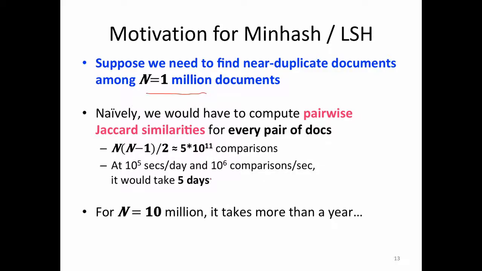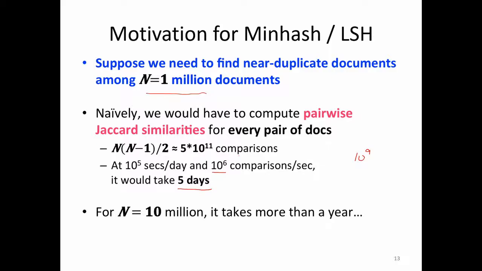Now this is difficult, because even if you compare 10 to the power 6 documents per second, which is reasonable. You have roughly a clock speed of 10 to the power 9, and let's say you take of the order of 1000 clock cycles to compare each pair of documents, which is very reasonable. You will be taking 5 days to go through all pairs. This is not acceptable, because 1 million is not a very large document collection.